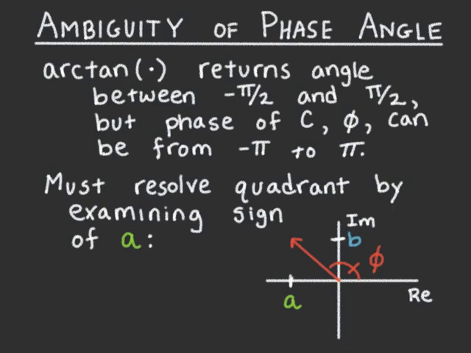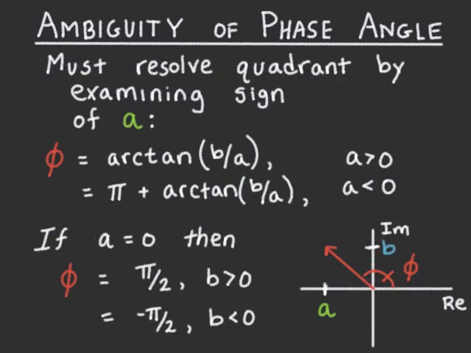It should be pointed out that there's an ambiguity in determining the phase angle when using the arctan function. The arctan function returns an angle between minus pi over 2 and pi over 2. The phase of c, however, phi, can be anywhere from minus pi to pi. This ambiguity has to be resolved by examining what quadrant the c vector is in. To do this, we only need to examine the sign of the real part, that is a.